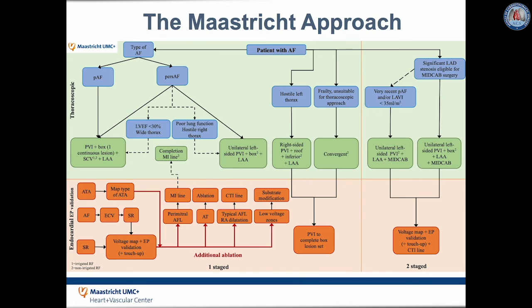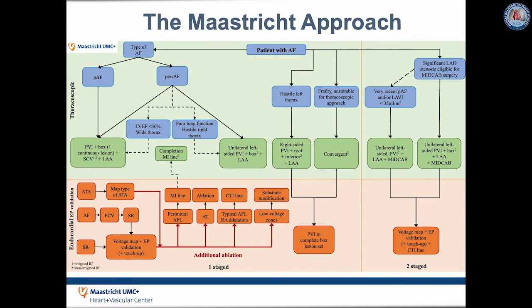During the endocardial part, if the patient presents with an atrial tachyarrhythmia that occurred during the procedure, we can map the type of atrial tachyarrhythmia and do additional ablation. If the patient is coming in AFib after the epicardial procedure, we cardiovert to sinus rhythm and we do a voltage map plus validation of the epicardial lesions and touch-up if needed.